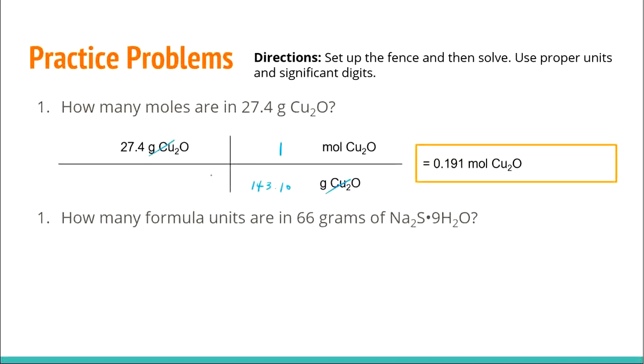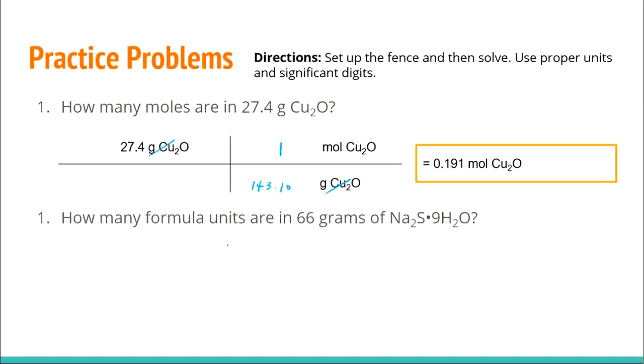Starting with 27.4 grams of copper(I) oxide, you're trying to get moles of copper(I) oxide, so you copy down the unit, grams goes on the bottom, and the molar mass is 143.10 grams per mole. This time you are dividing the two numbers and you get an answer of 0.191 moles of copper(I) oxide. Let's take a look at the next one.